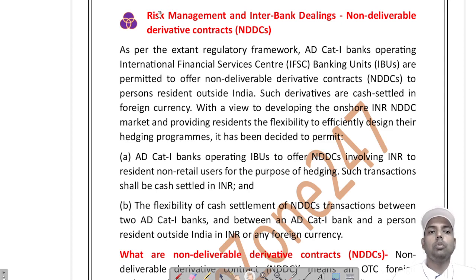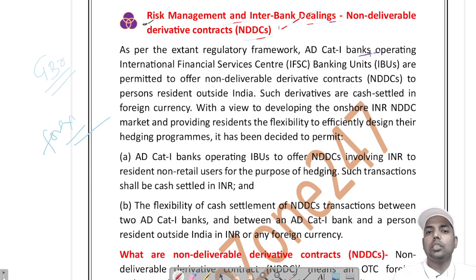This is the very first circular in this month, that is risk management and interbank dealings. Note that for generalist officers this circular is not important. If you are attending the forex officer exam, then only this is important. For generalists it is not important.